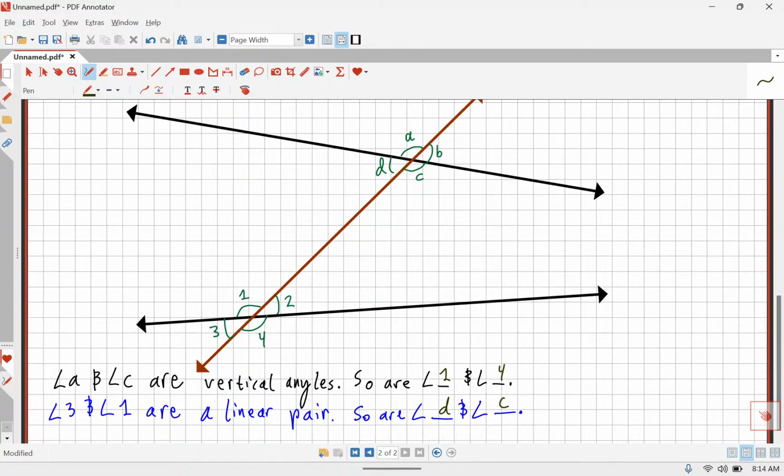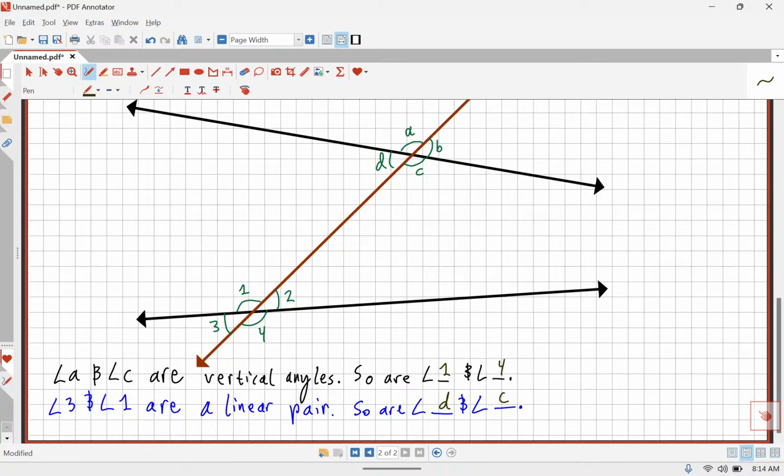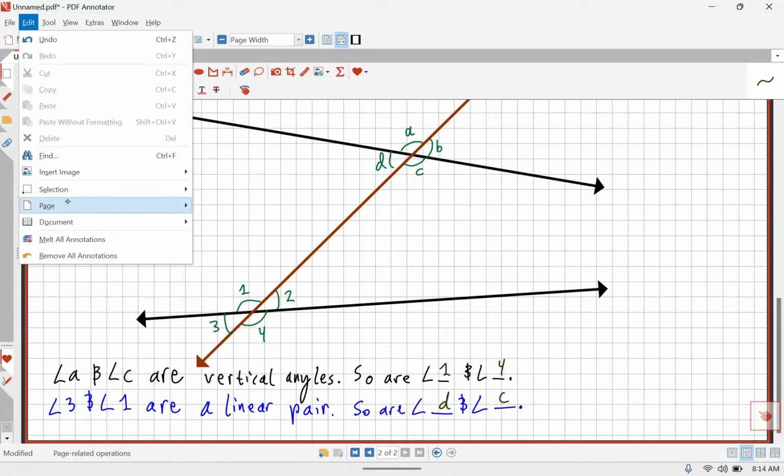And guess what? We are all out of 7th grade relationships. It is time to do an 8th grade one. So, Reese, can you pick two angles that are neither vertical to each other nor a linear pair? I'll give you a hint. You've got to pick one from a cluster up here and one from a cluster down here. Angle 2 and angle B very much have a relationship that has a name.